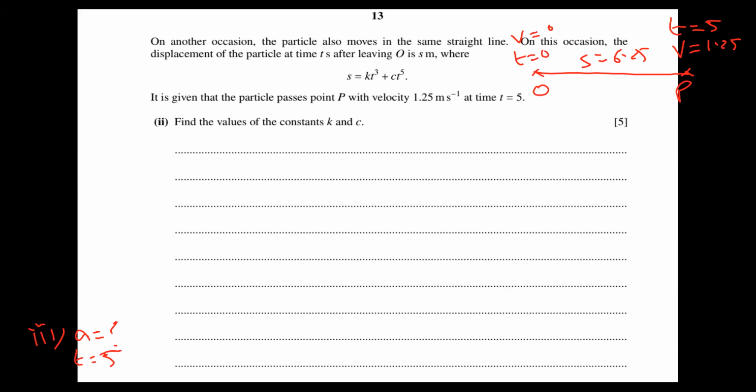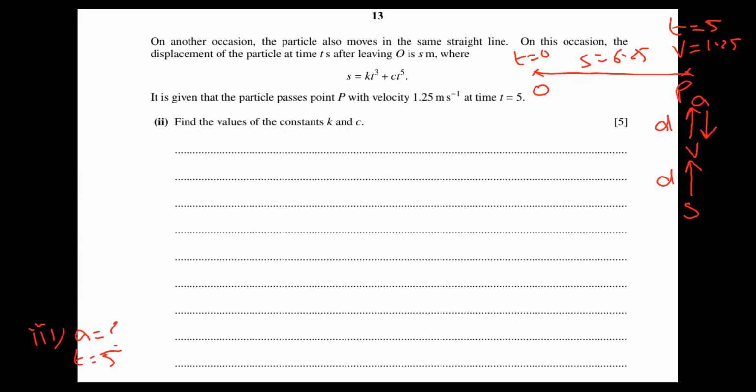So starting speed we don't know up till now, but one thing is clear. The particle also moves in a straight line. On this occasion, the displacement of the particle is given by this formula, and velocity is given by this one. Find the values of K and C. So let's start. Again, S for displacement, then V for velocity, then A for acceleration. If we differentiate.